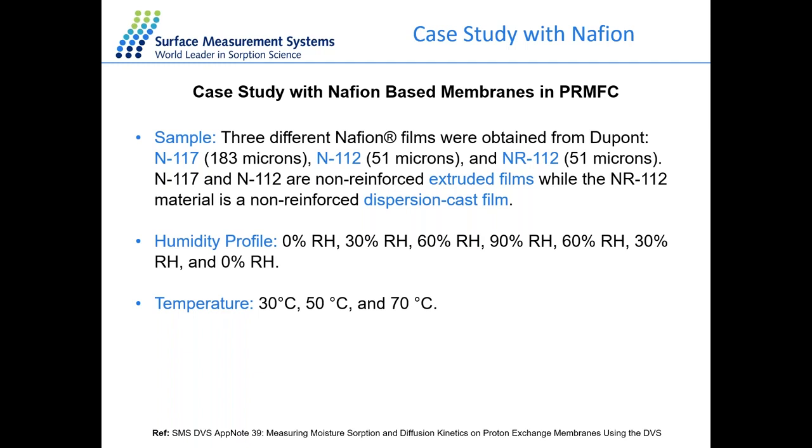So the experiment is rather simple. We just did the water sorption from 0 to 90% RH with 30% intervals. And we did 2 cycles of the experiment on each sample to check the sample history effects. And we performed a series of experiments at 30, 50, and 70 degrees to study the temperature effect on this moisture sorption.